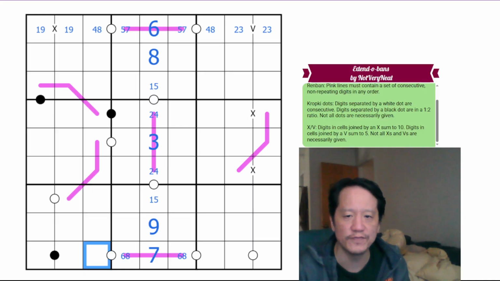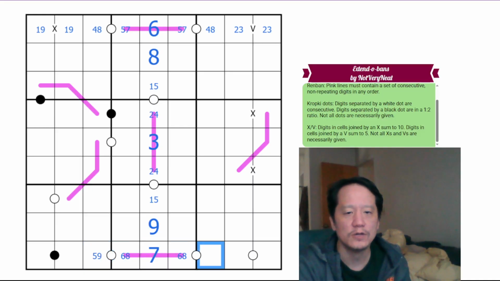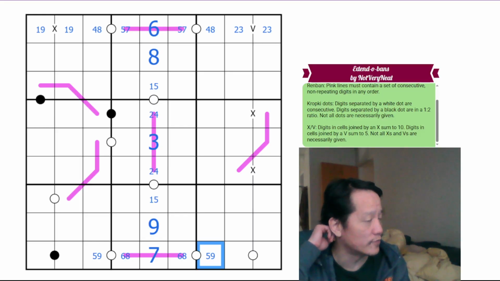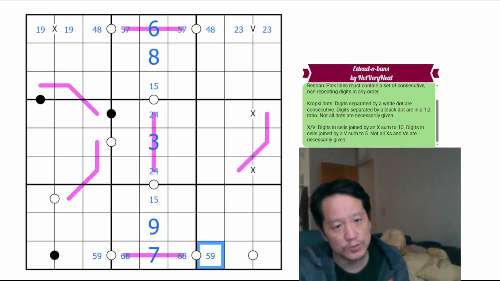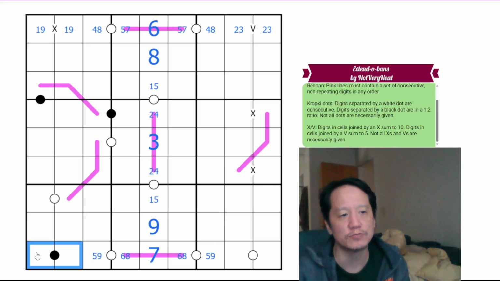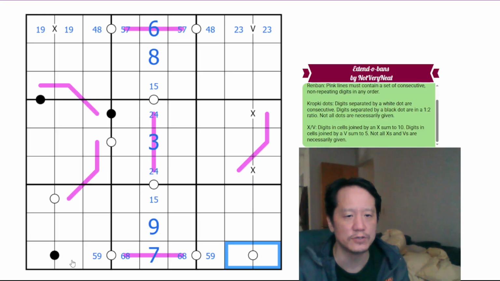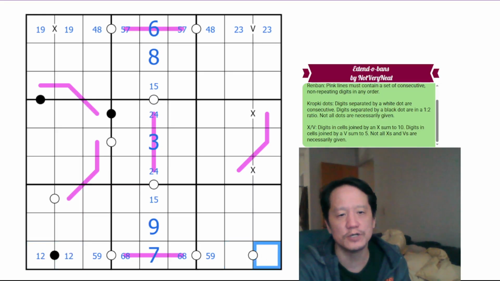That forces this to be 5 and 9 here, which leaves us with 1, 2, 3, 4. Well, if this were 2, 4 as a pair to be in a 1-to-2 ratio, that would force this to be 1, 3, but that's not consecutive with each other. So this has to be 1 and 2 here, and this must be 3, 4 as a pair.